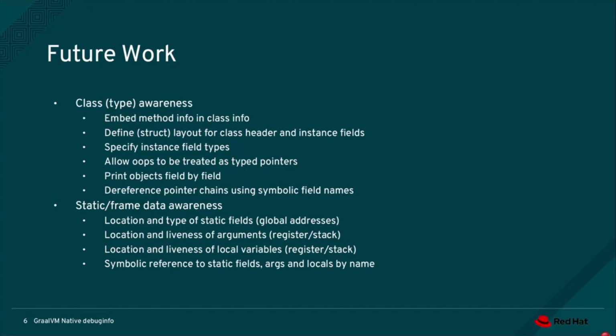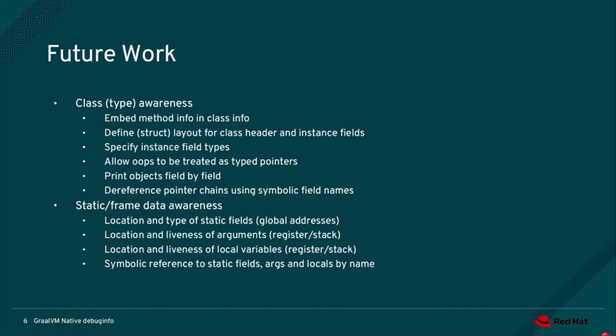The same thing with static fields. It would be nice if static fields could be known about, could be referred to by class and field name, and the type was known, so they could be printed as primitive values or object values. You could print objects field by field. You could dereference field elements to other objects and so on, using symbolic chains of field names.